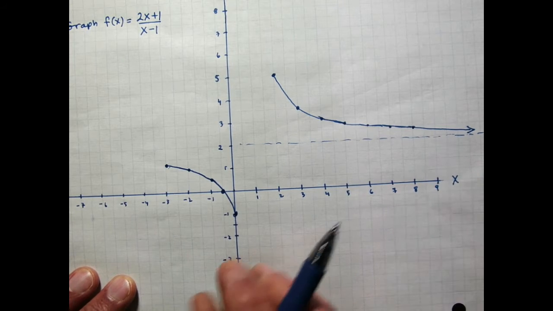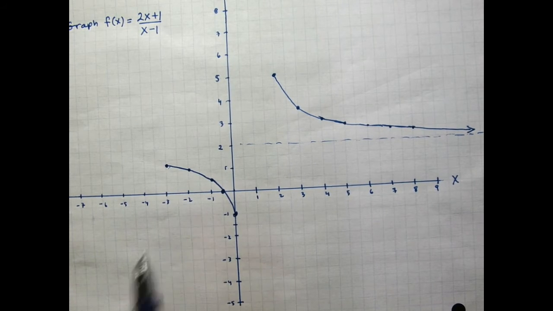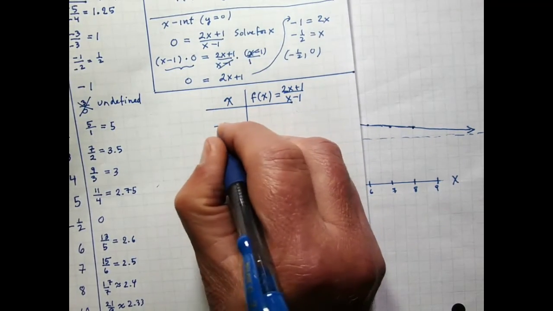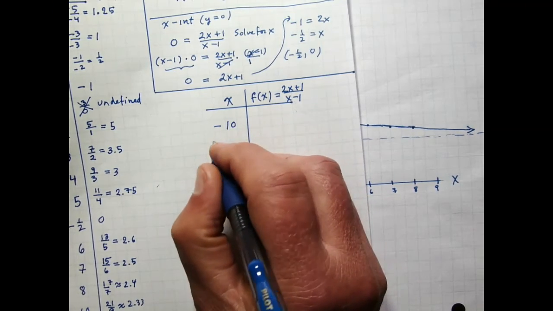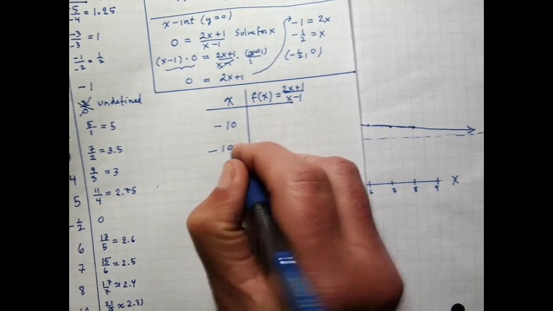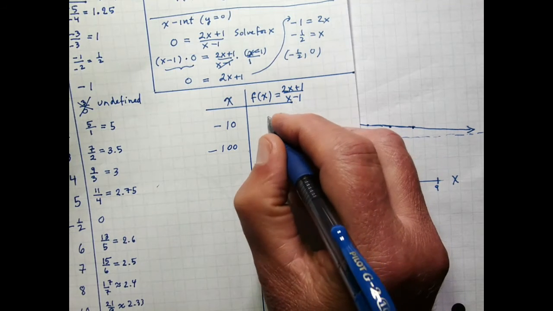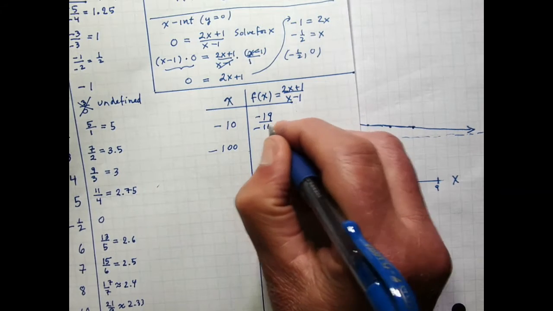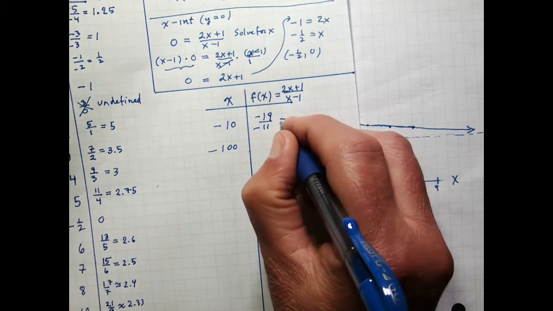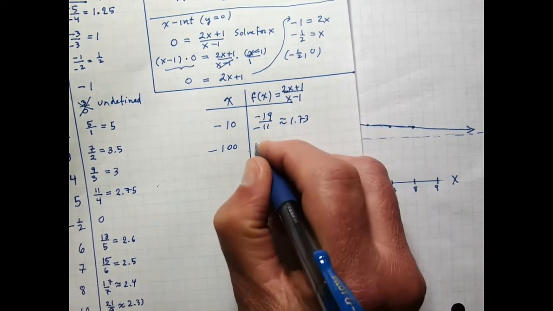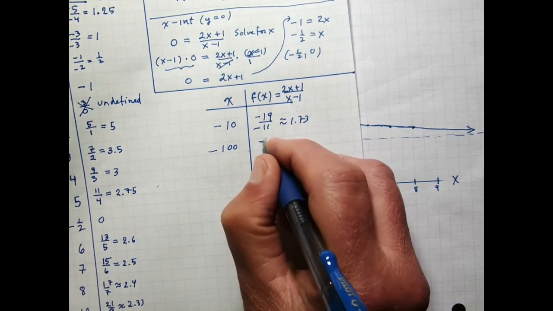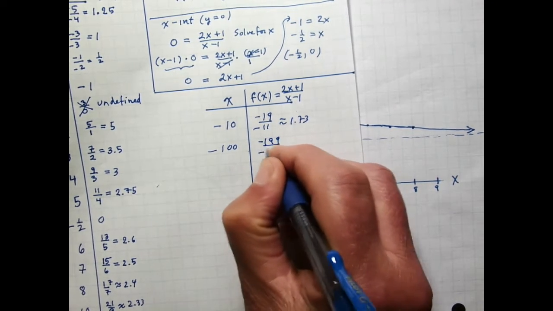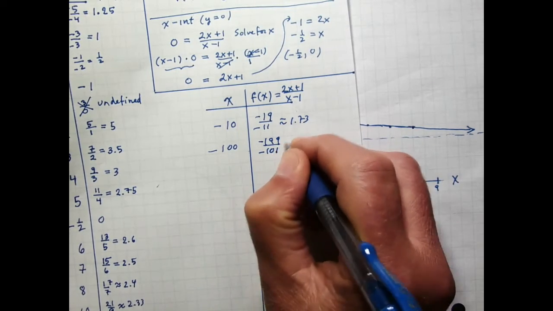Okay, so we got an idea of the graph there. What about when x is very negative? I'm just going to jump down to negative 10 and negative 100. When x is negative 10, I get negative 19 over negative 11. Now a negative divided by a negative is positive. That's about 1.73. At negative 100, I get negative 199 over negative 101.